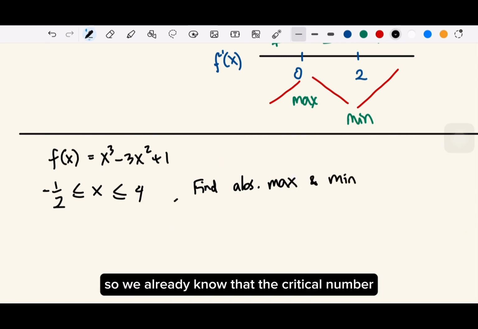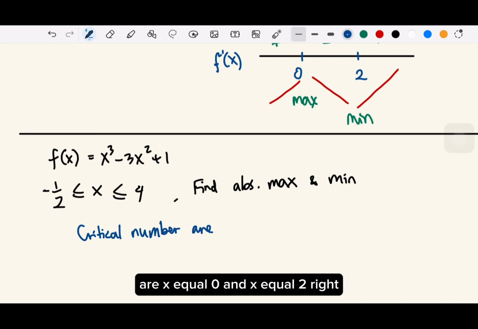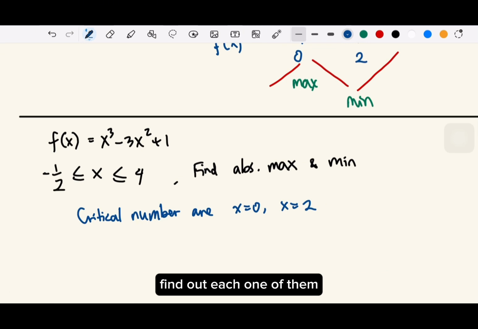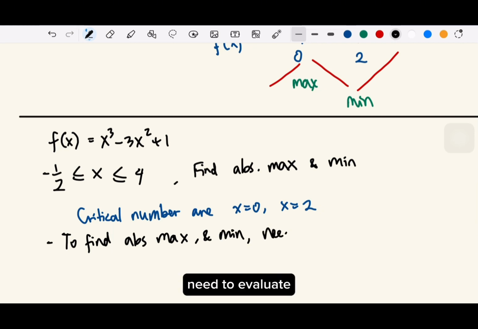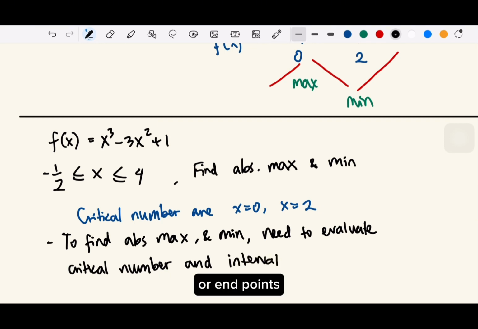So we already know that the critical numbers are x equals 0 and x equals 2, right? Then what we are going to do is evaluate each one of them and also the interval. So let me write here: to find the absolute max and min, we need to evaluate the critical numbers and the interval endpoints.